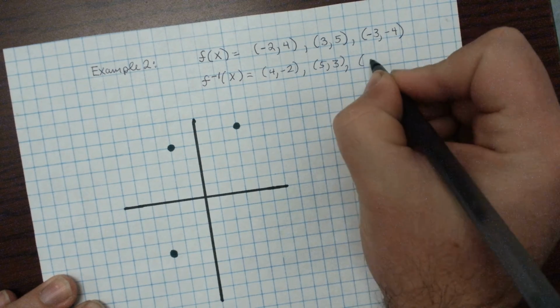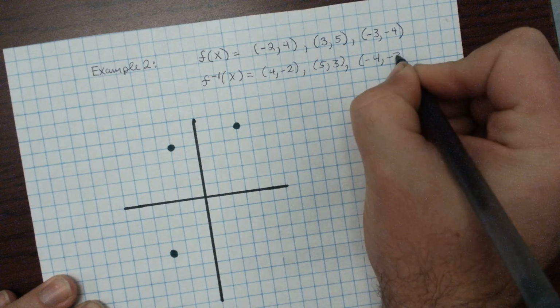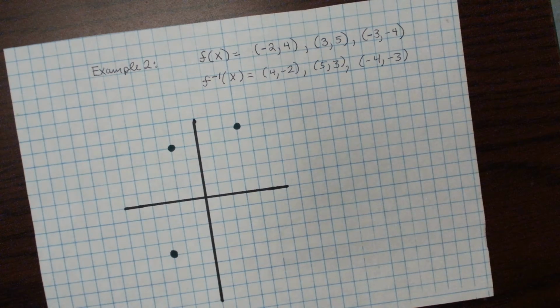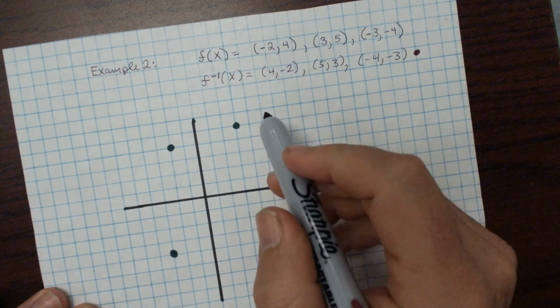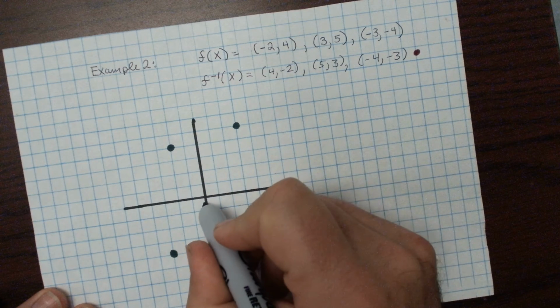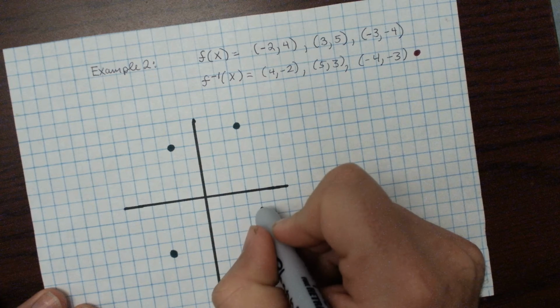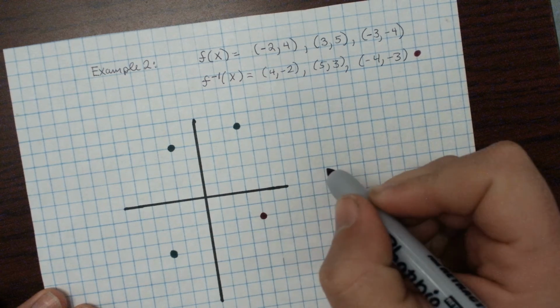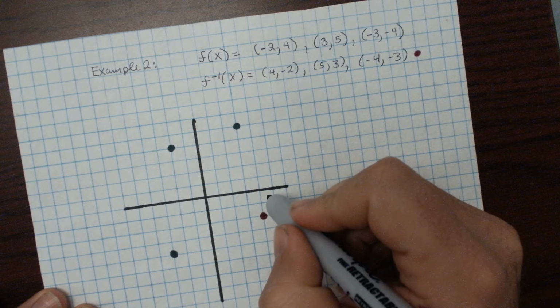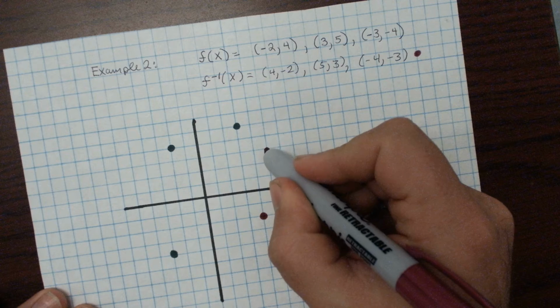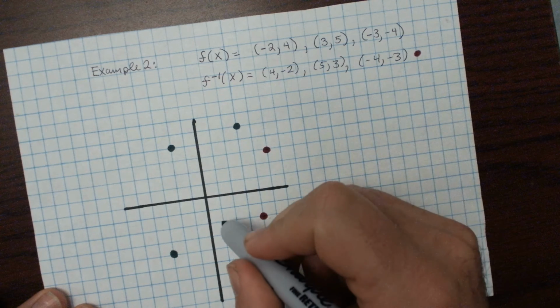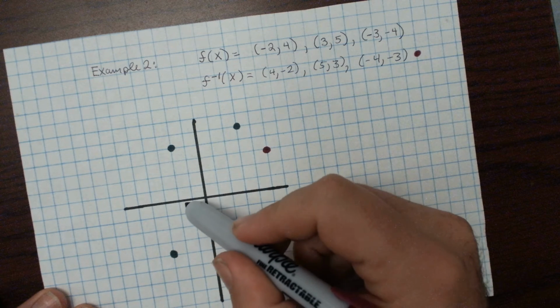And when we plot these points, if everything goes to plan, they should have a symmetry across the line y equals x. I'm going to use the pink here to indicate that. So (4, -2) is my first point: 1, 2, 3, 4, down 2. (5, 3) is my second point: 1, 2, 3, 4, 5, up 1, 2, 3. And then (-4, -3).